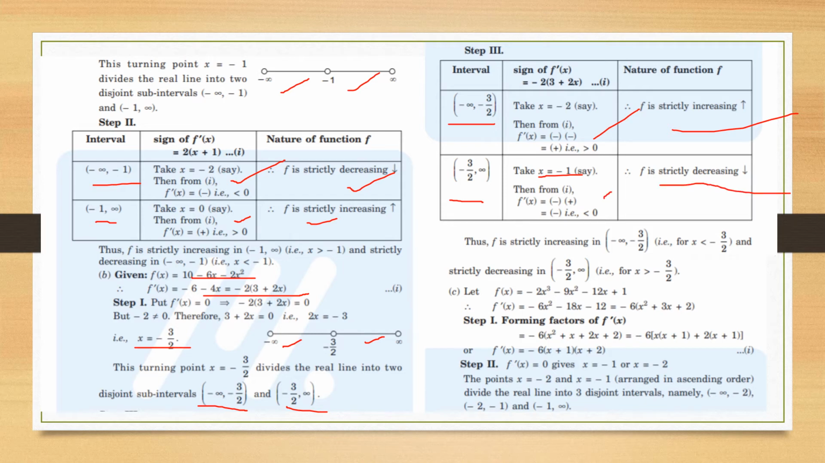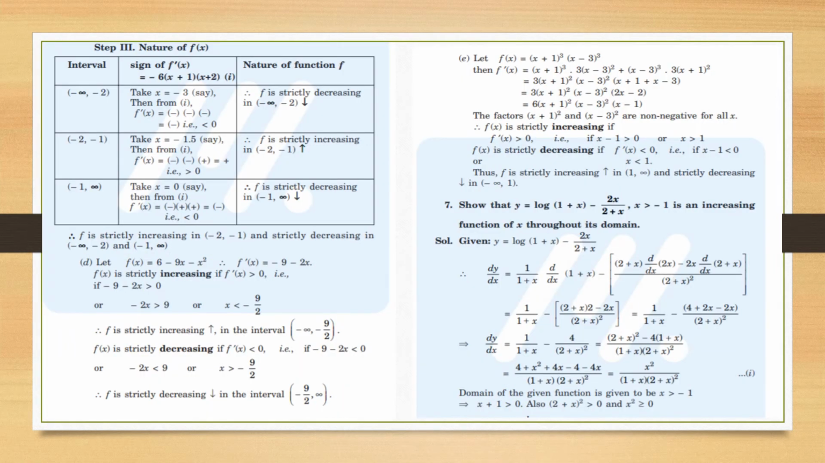For the C part, this is my function. The derivative after factorization is -6 times (x plus 1) into (x plus 2). So the critical points will give me x as -1 and -2. So how many intervals? 3. -infinity to -2, then -2 to -1, and then -1 to infinity. Now let us check the derivative.